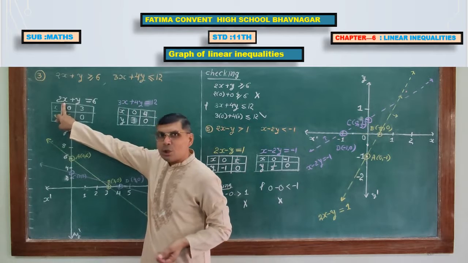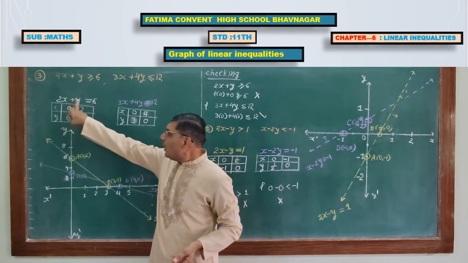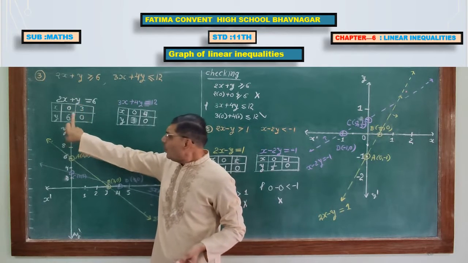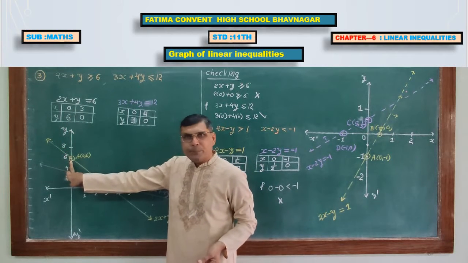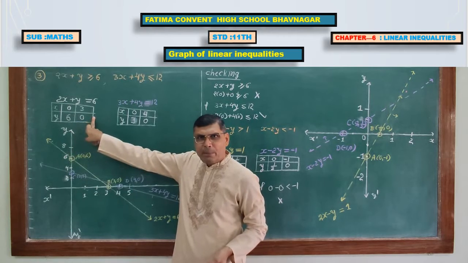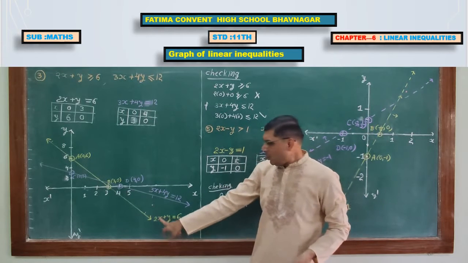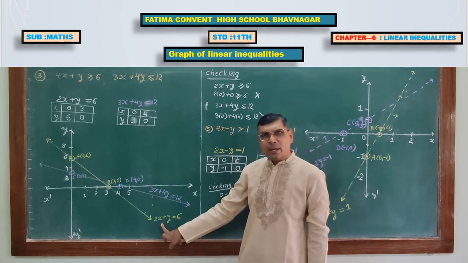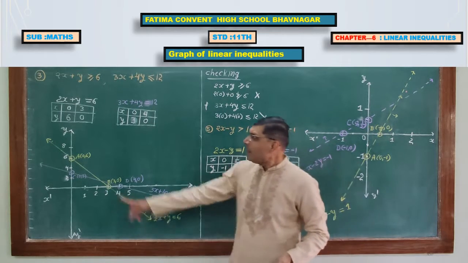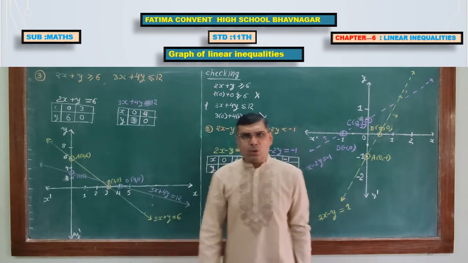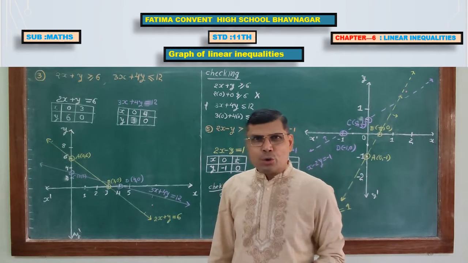So put x equal to 0, y equal to straight away 6. Put y equal to 0, x equal to 3. Say this is point A, that is 0, 6. The second point is B, that is 3, 0. Now join these two, and that is my representation of the line 2x plus y equal to 6. Now please be careful, since it is equal to, the line is continuous, as I explained in your previous exercise also.